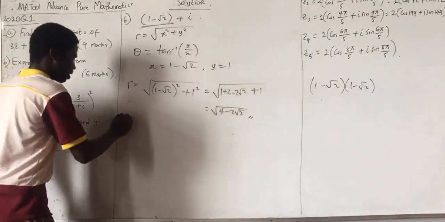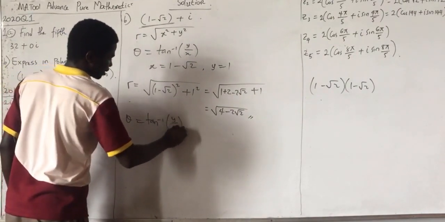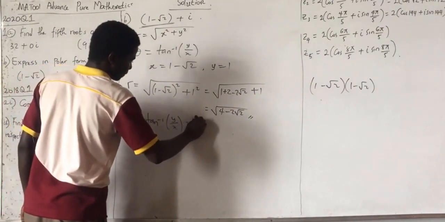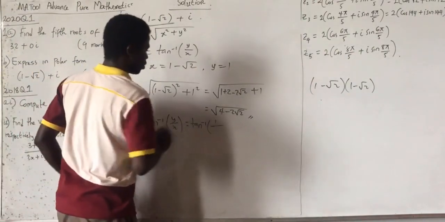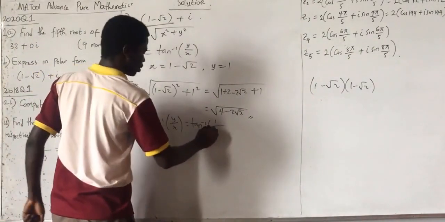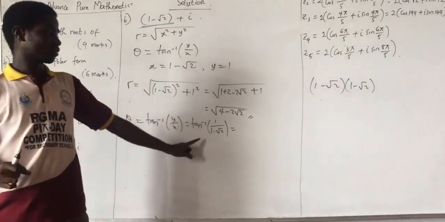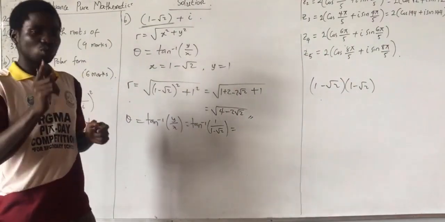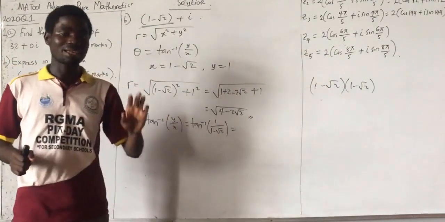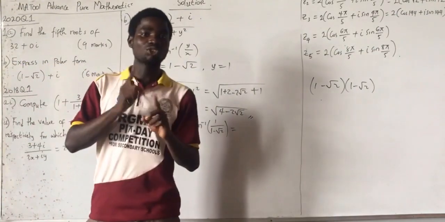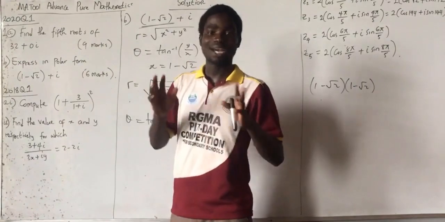Now to get theta, theta is equal to arctan of y over x. Y is 1, don't forget, all over x, which is 1 minus root 2. So what is theta? Just press arctan of this. Now pay attention to what I want to show you. There's a mistake students normally make here. Once you make that mistake, you drop a point. You may not get the full answer here.